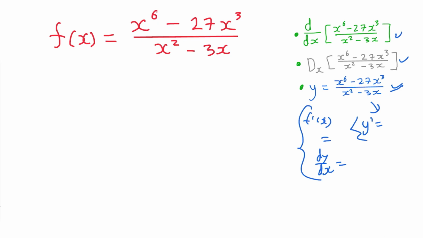So let's do this one. I don't want to do a lot of talking. I want to do a lot of doing and explaining or simplifying. So we have f of x here, okay? f of x equals x to the exponent 6 minus 27x cubed over x squared minus 3x. With this specific question, they want you to simplify first, okay? So you're just going to rewrite the f of x.